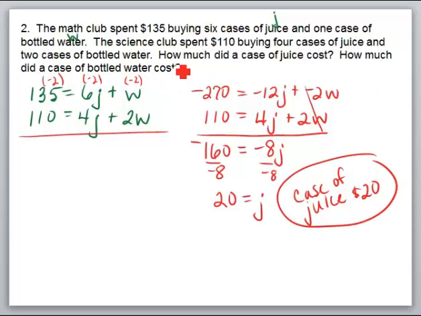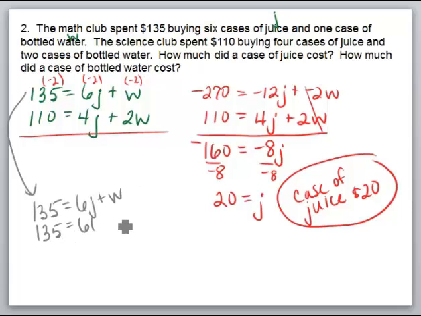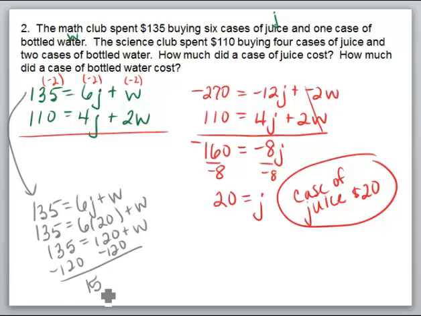How much does the case of water cost? Looks like to me that it'd be easier to work with those first equations. So I'll say 135 equals 6J plus W. So I have 135 equals 6 times 20 plus W. So 135 equals 120 plus W. Minus 120 on both sides. I end up getting $15 for a case of water. So water is $15 per case.